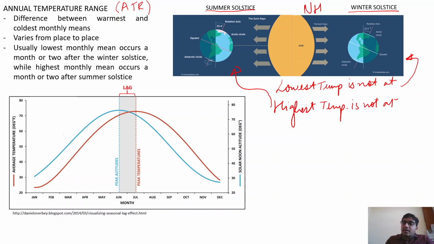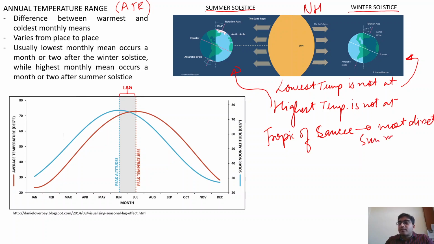अभी हम सभी लोग जानते हैं that during the summer solstice, the tropic of Cancer has the most direct sun rays. Most direct sun rays. Okay. Plus, the insolation is also the highest. Insolation is highest. But still, the temperature is not the highest.